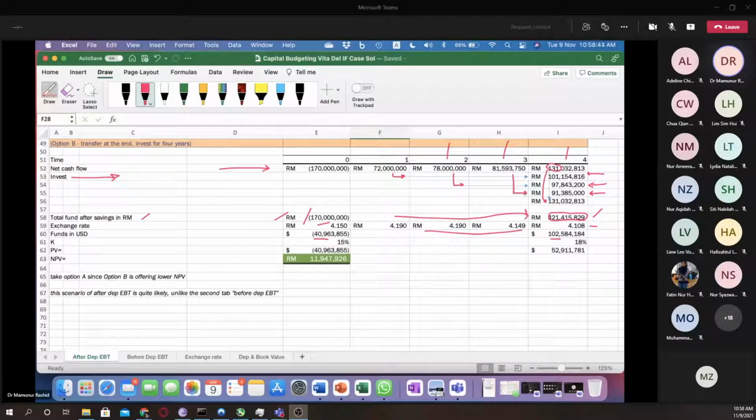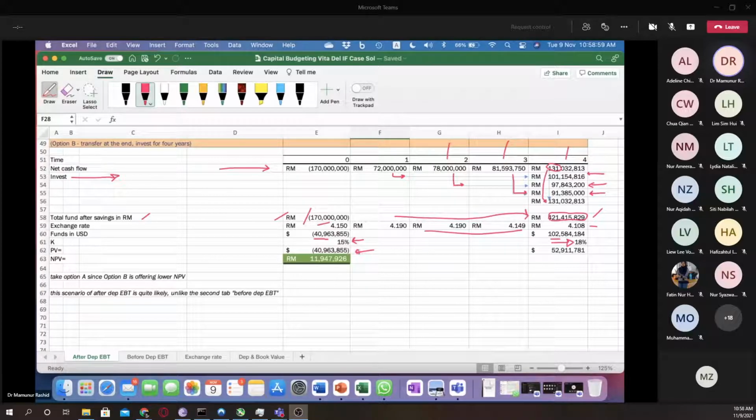Now the cost of capital in order to calculate present value is 15% in the 0 year, and there is no other cash flow here. In the 4th year, cost of capital is 18% already given. So we have calculated the present value.